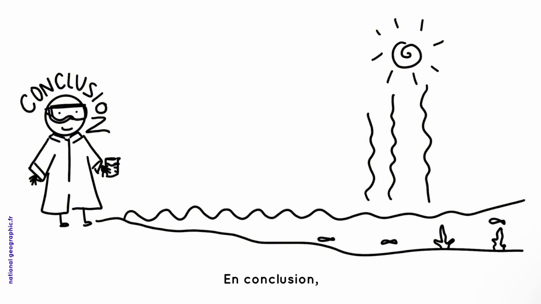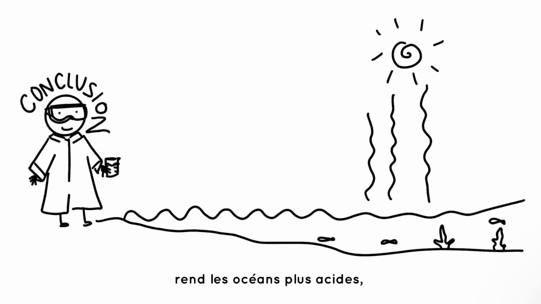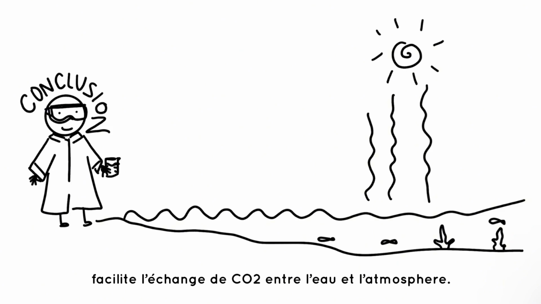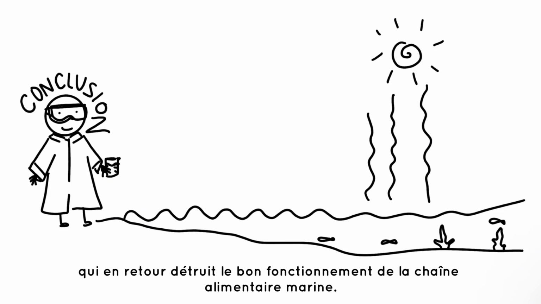To conclude, even though our experiments haven't directly pointed to climate change rendering the oceans more acidic, we were able to deduce that temperature change facilitates CO2 exchange between the water and the atmosphere, which in turn acidifies oceans and leaves devastating consequences on the oceans, such as the destruction of the coral reef, which in turn destroys the proper functioning of the marine food chain.